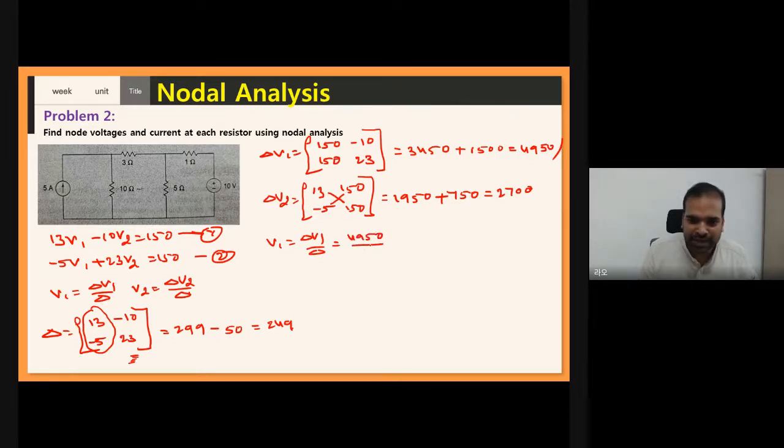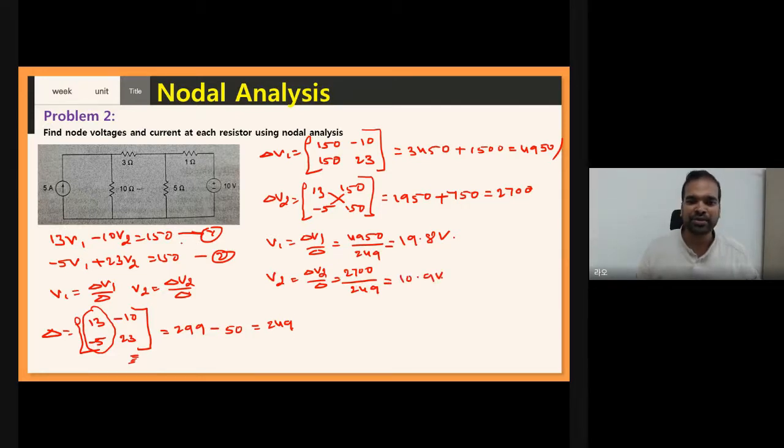4950 by delta equals what? 249. So if you cancel this, V1 equals 19.8 volts. Clear. Now for the V2 node voltage, delta V2 by delta. So here delta V2 means what? 2700 by 249. So if you cancel this, you will get 10.9 volts.